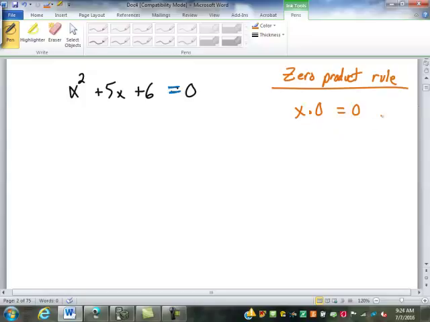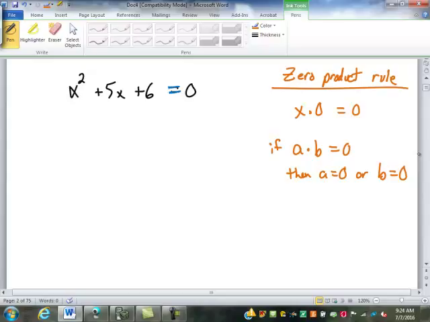Well, another form of that which we had mentioned looks like this. If a times b equals 0, then either a equals 0 or b equals 0, or both.